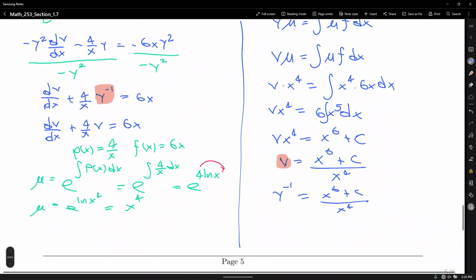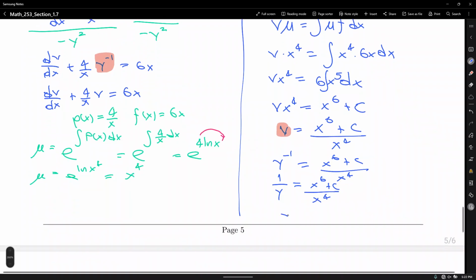You can do a couple of steps right here. Do you agree this is 1 over y? So 1 over y equals x to the 6th plus c over x to the 4th. If we flip both sides of the equation, that gives us the general solution, y equals x to the fourth power divided by x to the sixth plus c. And that is our final answer.